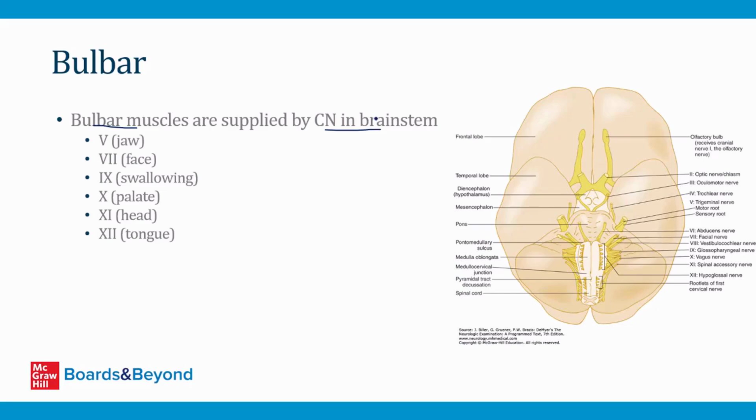So some of the bulbar muscles that are innervated by cranial nerves are shown here on this slide. For example, cranial nerve 5 innervates the jaw, 7 does the face, 9 does swallowing, 10 does the palate, 11 controls head function, and 12 controls tongue. So abnormalities in these muscle groups are going to obey the rules of the bulbar muscles and the bulbar innervation. So let's talk about that now.